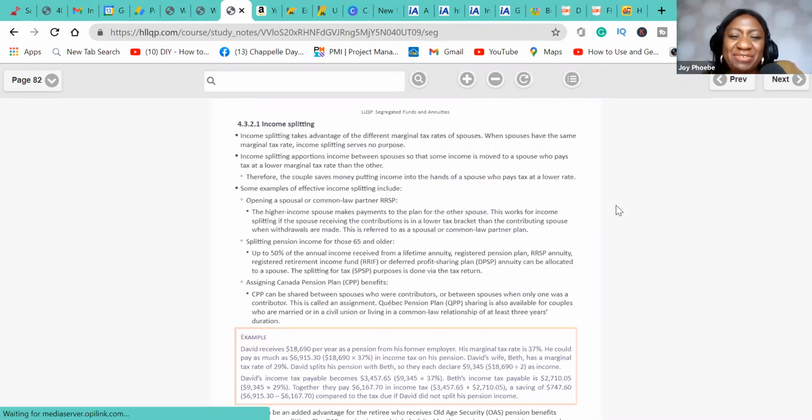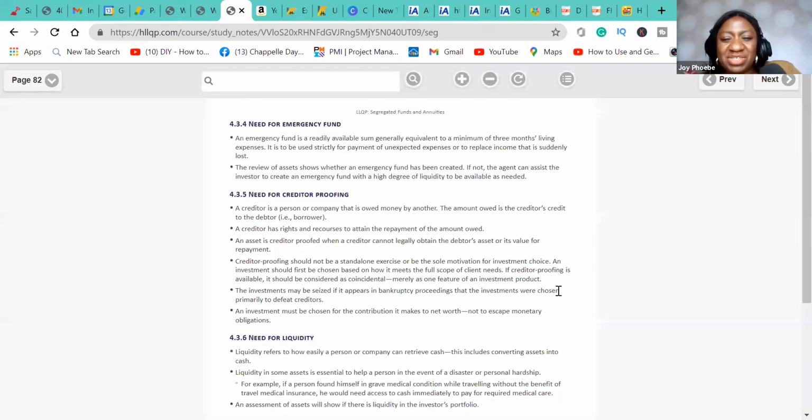Okay, need for emergency fund. Of course, there's need to have at least 3 to 6 months of emergency funds kept aside for unforeseen expenses. The need for creditor proofing. A creditor is a person or company that is owed money by another. So a creditor has the right and recourse to attain a repayment of the amount owed. An asset is creditor proof when a creditor cannot legally obtain a debtor's asset or its value, right?